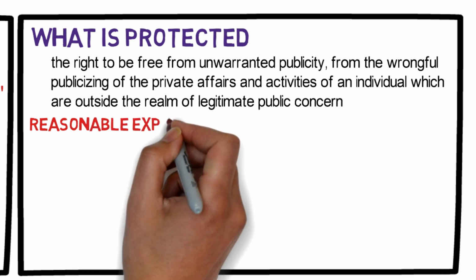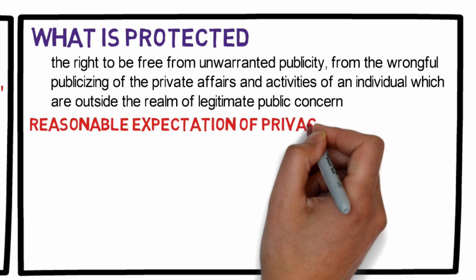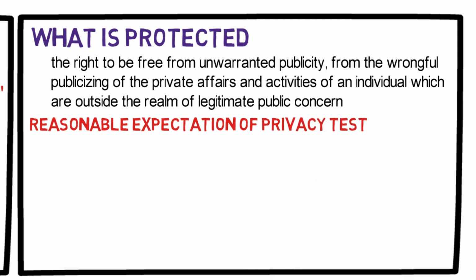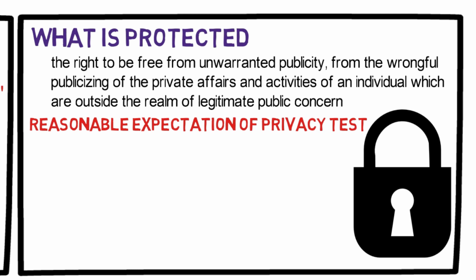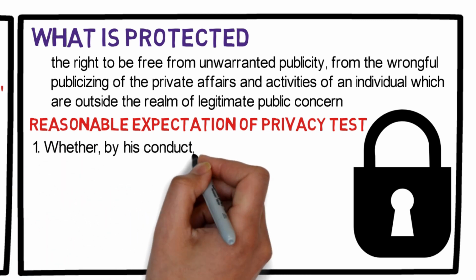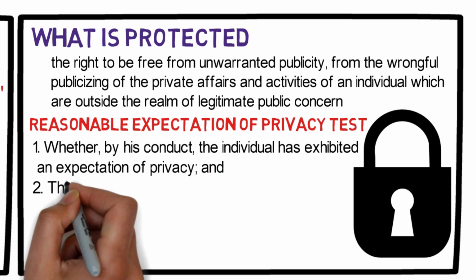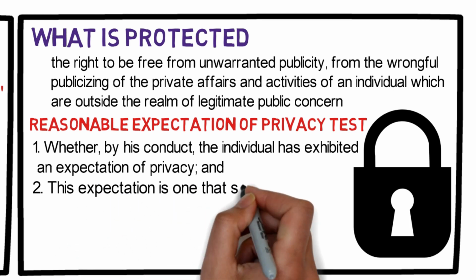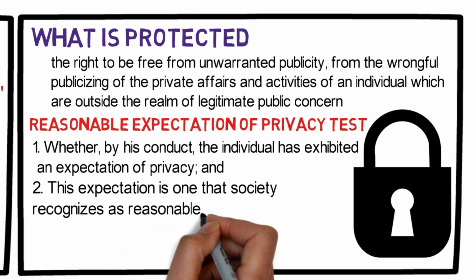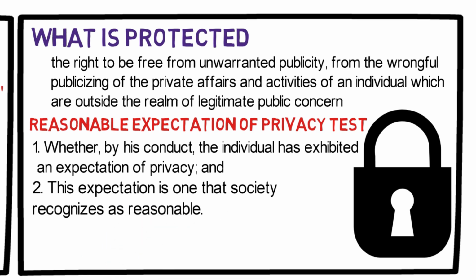Reasonable expectation of privacy test. This test determines whether a person has a reasonable expectation of privacy and whether the expectation has been violated. The reasonableness of a person's expectation of privacy depends on a two-part test. One, whether by his conduct, the individual has exhibited an expectation of privacy. And two, this expectation is one that society recognizes as reasonable. By these two tests, the reasonableness of a person's expectation of privacy must be determined on a case-to-case basis, since it depends on the factual circumstances surrounding the case.